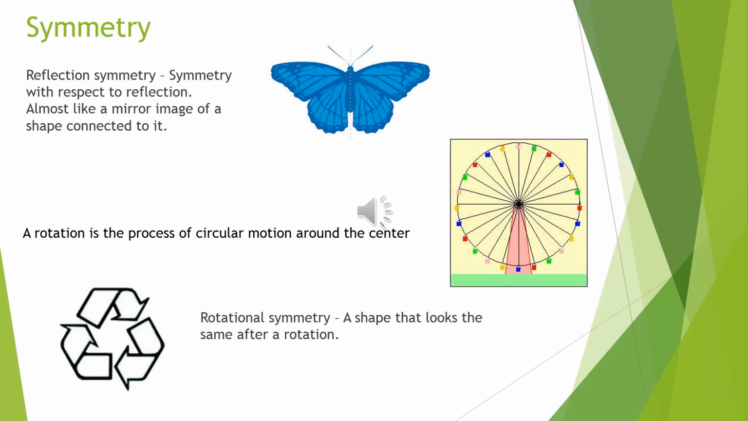Now, moving on to symmetry. There are two types of symmetry: rotational symmetry and reflectional symmetry. Reflectional symmetry is symmetry with respect to reflection, almost like a mirror image of a shape connected to it. Rotational symmetry is a shape that looks the same after a rotation. Now you might wonder what a rotation is. A rotation is the process of circular motion around the center. Now, are we ready to move on to something fun?